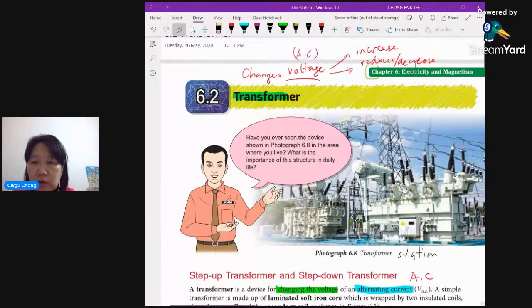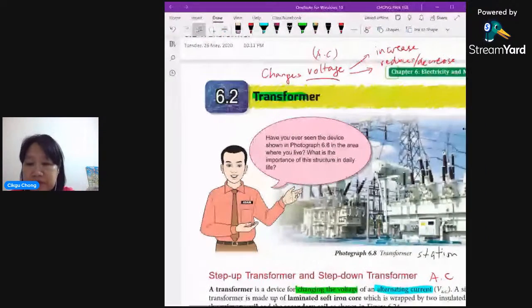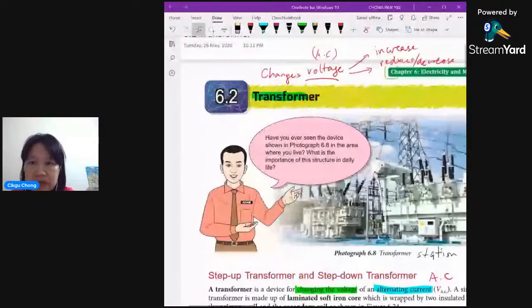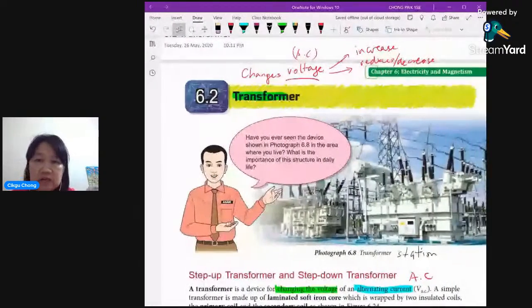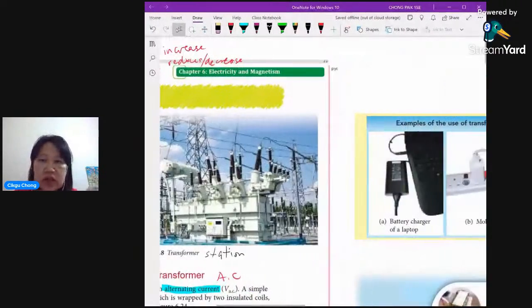Now first of all, why do we need a transformer? What is the function of a transformer? Stella, correct, to change. Yes, transform is to change. So why do we need a transformer?